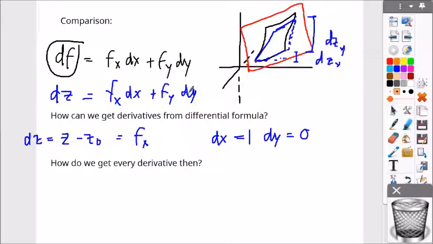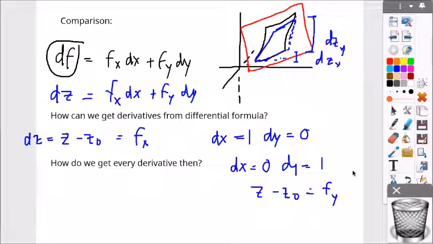If you change, let's say, y by 1 unit exactly, you will get f sub y, right? dx equals 0, dy equals 1. You will get the change in z equals f sub y, right? So that's what we want for our derivative. We want the change to be purely due to the direction and not the magnitude.